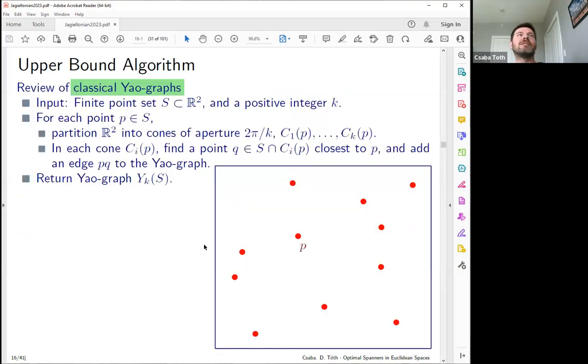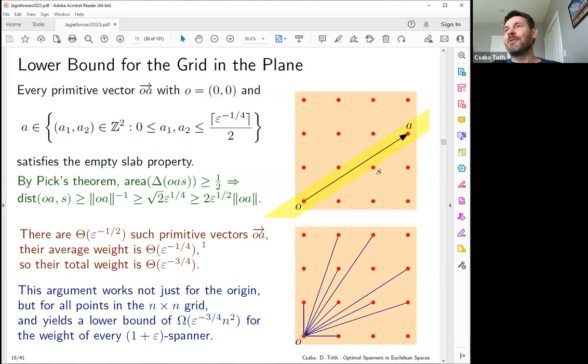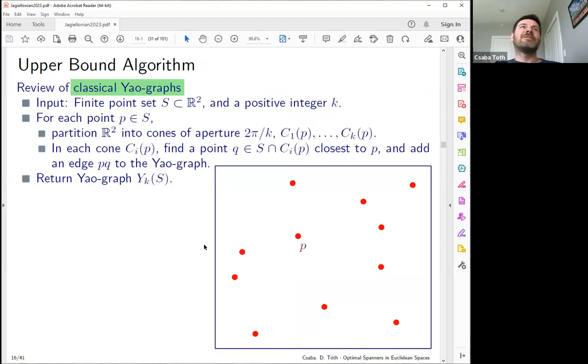Questions about this? So yeah, there's no question. I will talk about the upper bound. The upper bound is a longer story. This is an algorithm that works for any point set, and then I will apply it to the grid as well.